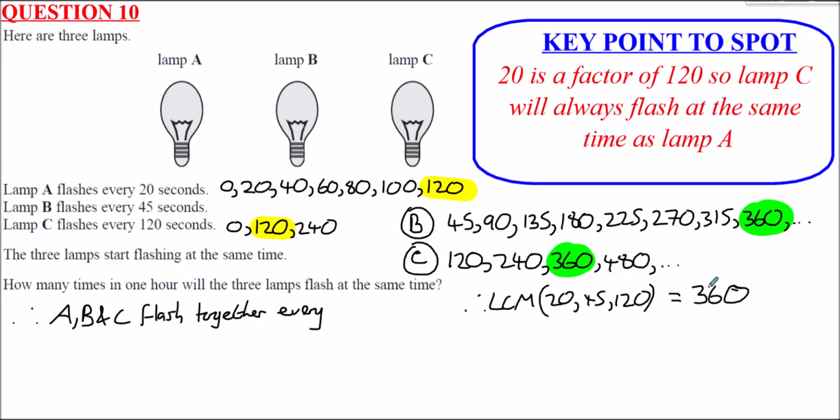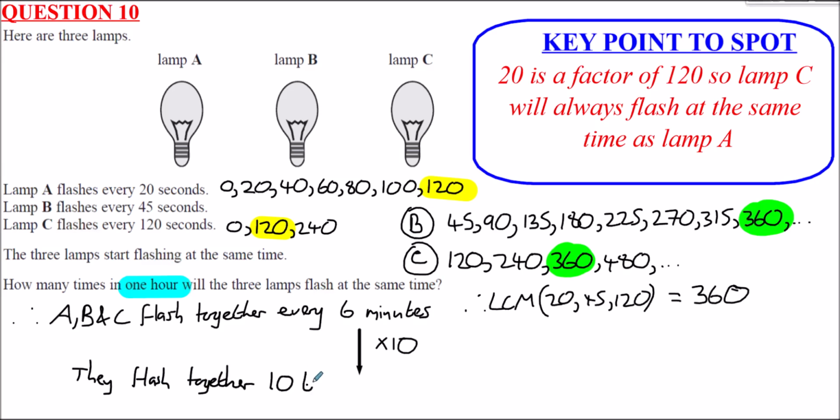Now 360 seconds just happens to be exactly 6 minutes. So in 1 hour, well, 1 hour's 60 minutes. So if we flash once together every 6 minutes, if I multiply by 10, so they flash together 10 times. Every 60 minutes, in other words, every hour.